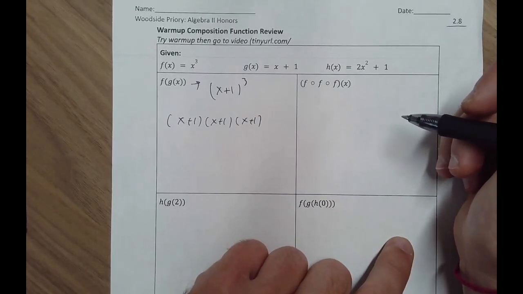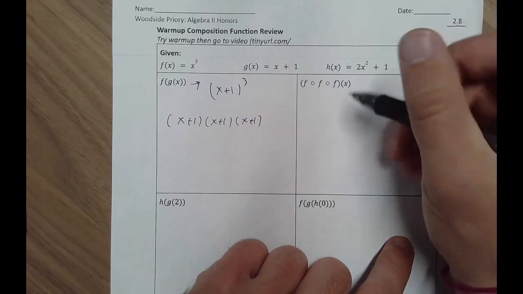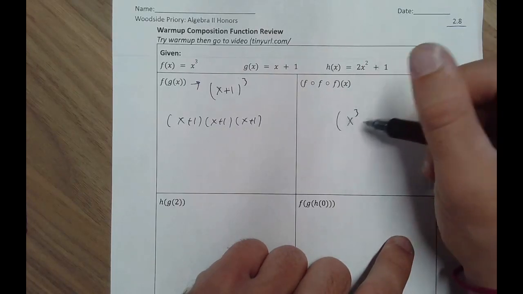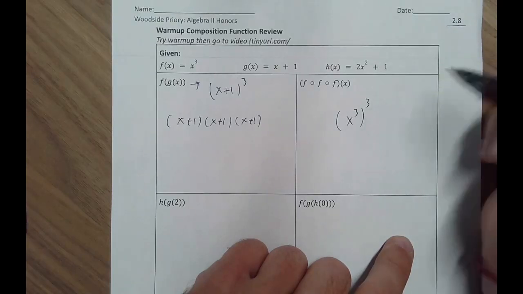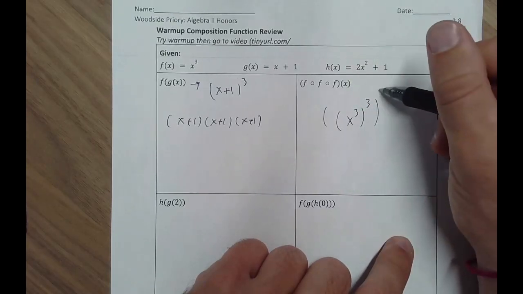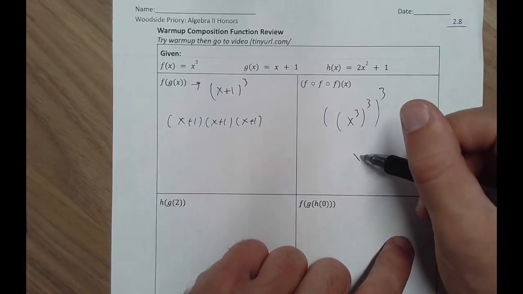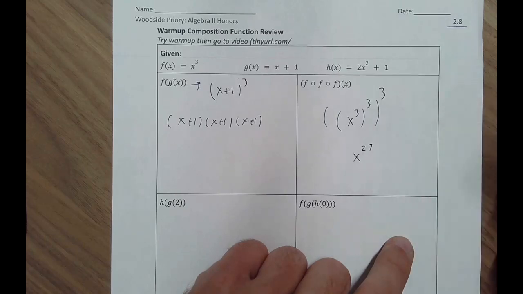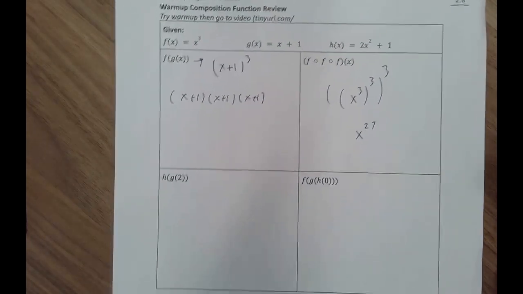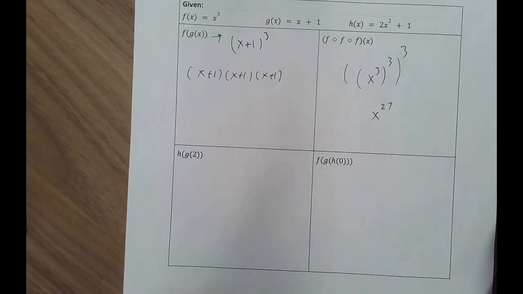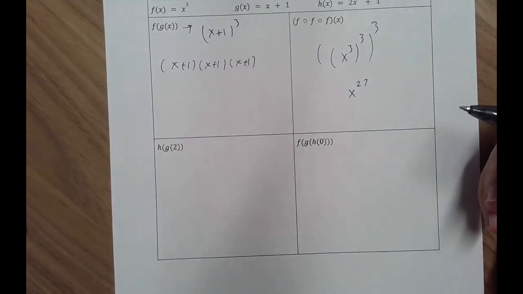f of f of x. Okay, so it's the same function going into itself, right? So x to the third is becoming the input of x to the third, and that is becoming the input of x to the third. So what we have here is 3 times 3 times 3. This is x to the 27th, okay? Make sure again, when you see these open circles, that's a composition, not multiplication.